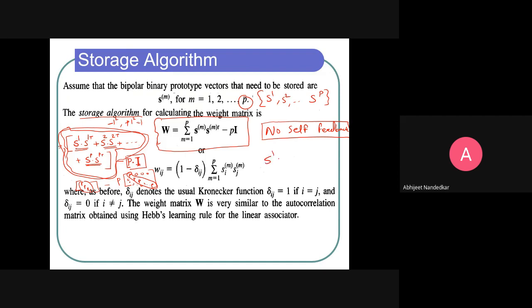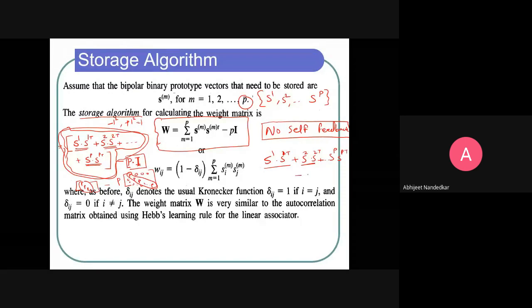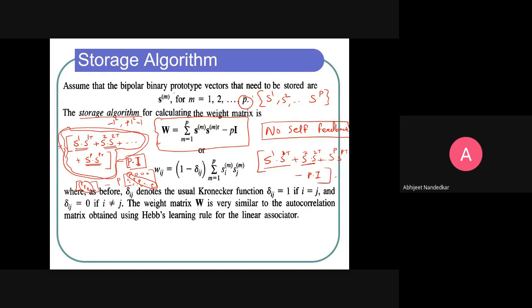Okay, so this is very simple. You take S1, you take S1 transpose, you take S2, you take S2 transpose. So this is the second pattern that I want to store in the network. You keep on doing this up to P patterns, and then just subtract the number of patterns multiplied by identity. That's it. So this will give you the final weight matrix for your problem.